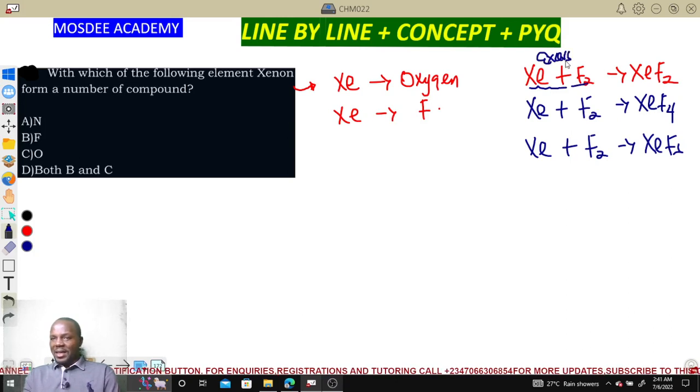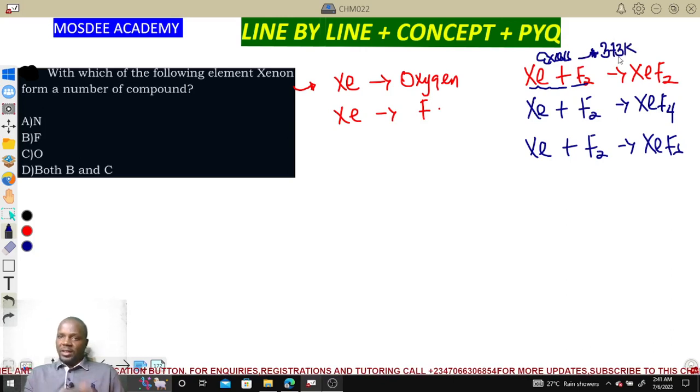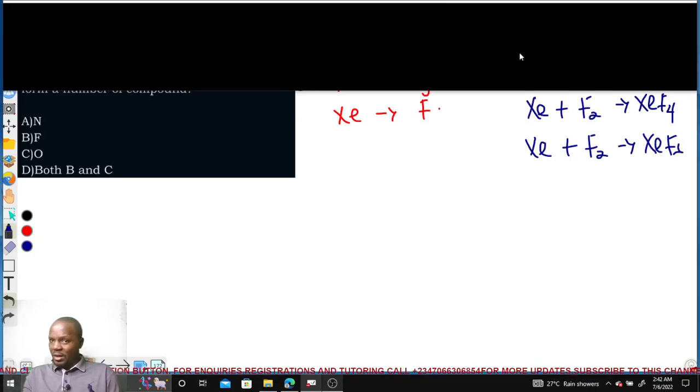This is with excess fluorine, at a temperature of about 343 K. I am not sure, but when I see options, I'm very good at that. I think about 373 Kelvin, and about 1 bar atmospheric pressure. So this is with excess fluorine, excess xenon.